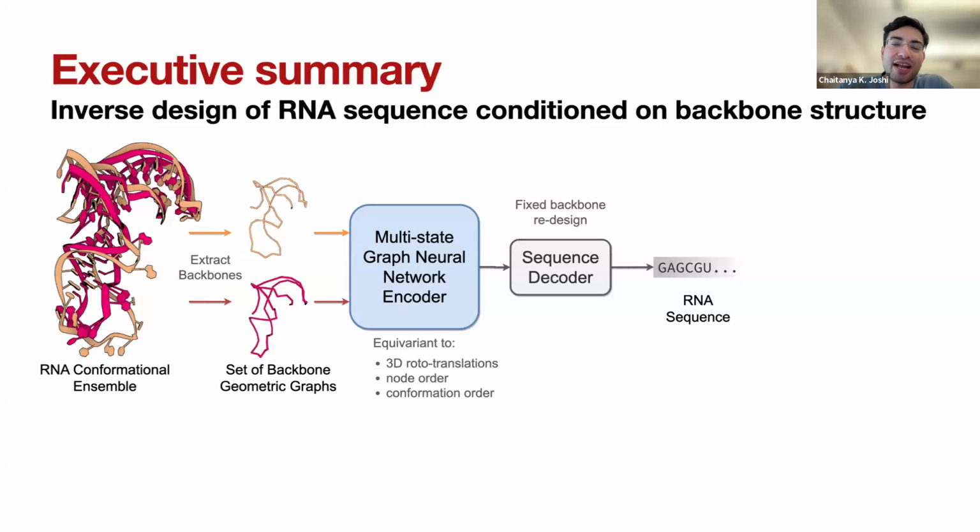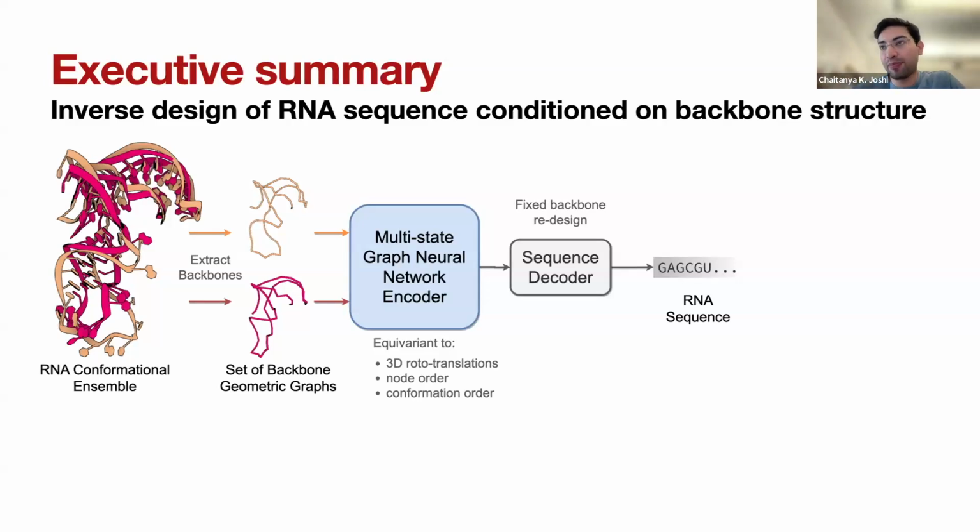Our graph neural networks are modeling all the symmetries that we need in order to model the 3D structure and the multi-state nature of RNAs. We feed those encodings into a decoder to design or generate RNA sequences, which the model is essentially trained to generate sequences which it thinks are likely to fold back into a certain backbone.